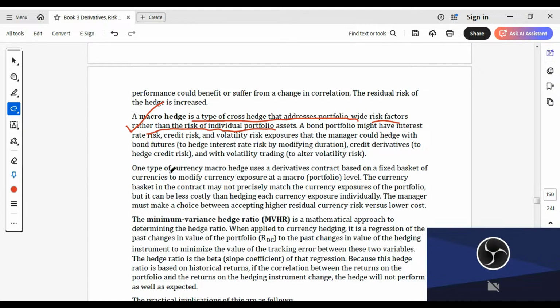One type of currency macro hedge uses a derivative contract based on fixed basket of currencies to modify currency exposure at the macro level. The currency basket in the contract may not precisely match currency exposure of the portfolio, but it can be less costly, right? So you can take some risk, but it will be very cost effective.